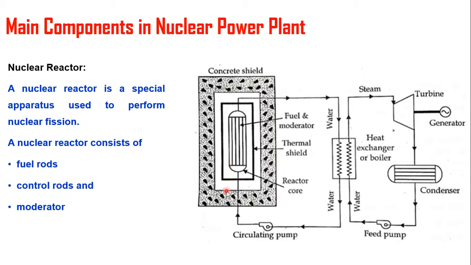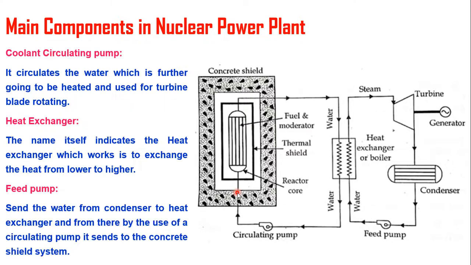They are inserted into the reactor and can be moved in or out to control the reaction. The moderator can be graphite rods or the coolant itself. The moderator slows down the neutrons before they bombard the fuel rods. Clear?